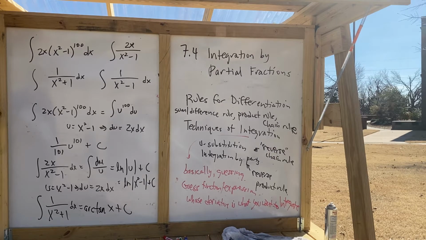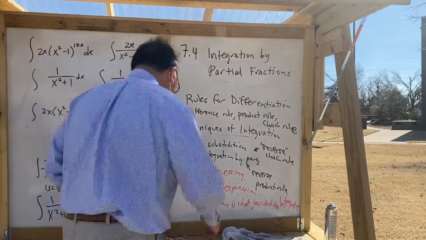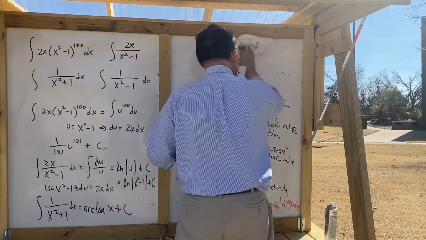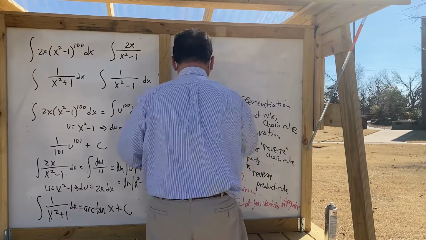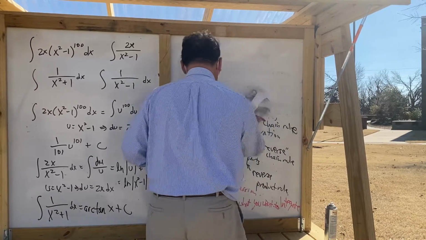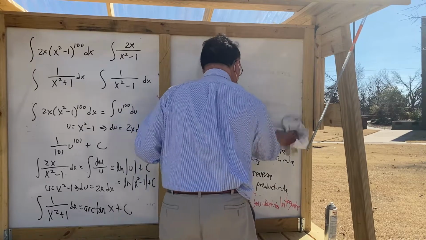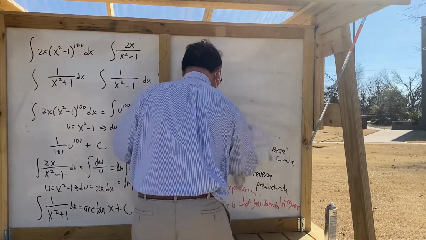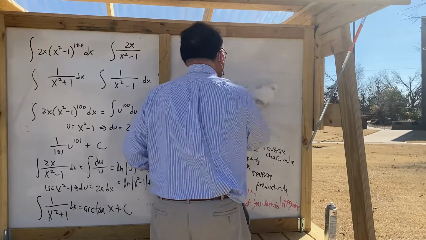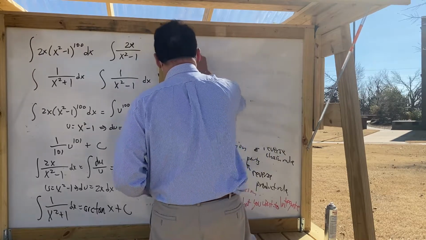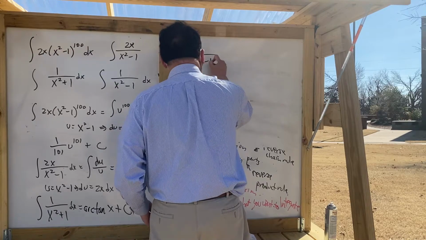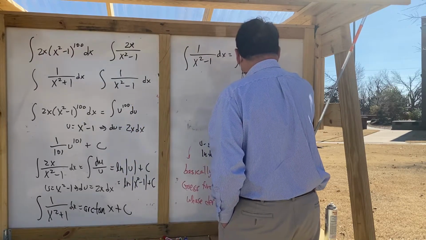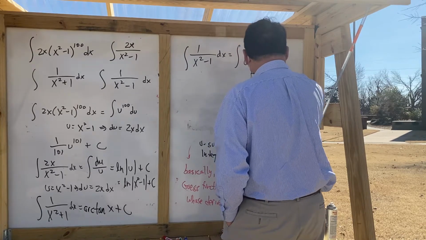Okay, now let's do the partial fractions one. I'm going to show you the way to do it the long way, and then I'm going to show you the shortcut. So I've got the integral of 1 over x squared minus 1 dx. That's equal to the integral of 1 over x minus 1 times x plus 1 dx.